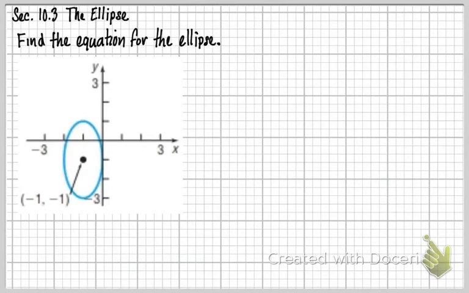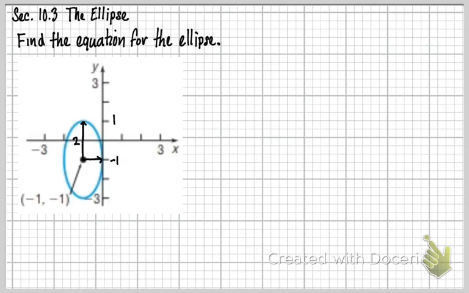So looking at this problem, it says find the equation for the ellipse. So notice here with this picture that from the center, the longest distance from the center to the edge is there, and the shortest distance from the center to the edge is here. Remember I'm starting at -1 down here, and if I go up to 1, that distance is going to be a distance of 2.